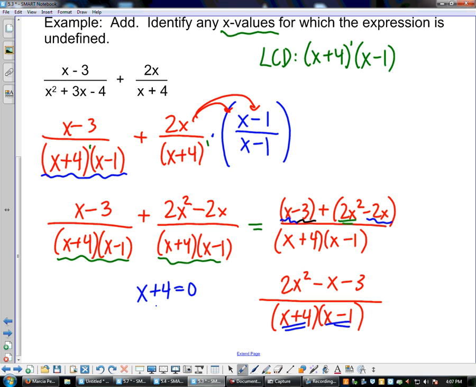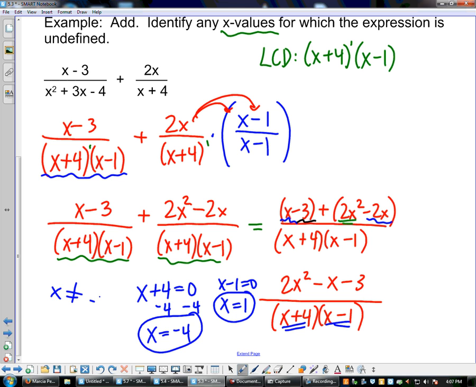So I'm going to set each of those equal to 0 and solve for my values of x. So I'll say my first one, if I subtract 4, it would be undefined if x is negative 4. Also, if I say x minus 1 equals 0 and add 1 to each side, x would equal 1. So I'll have two values in this case that could make this undefined. So we really want to say x cannot equal negative 4 and x cannot equal 1. So those would be the numbers that would not work. Okay.